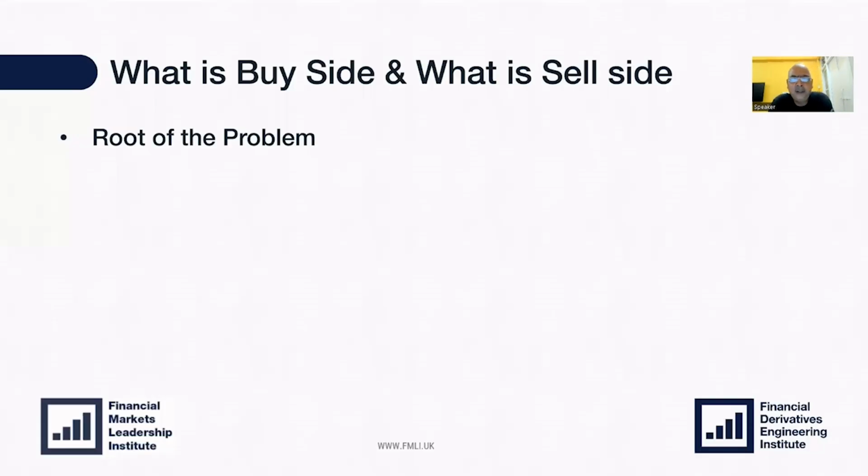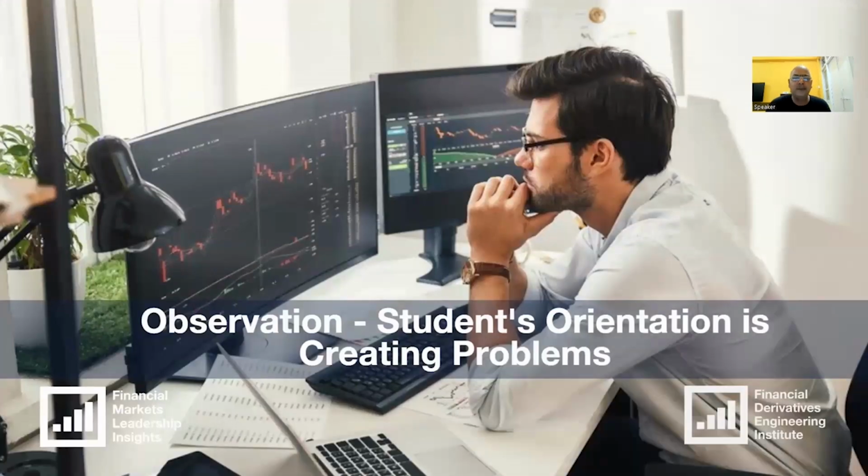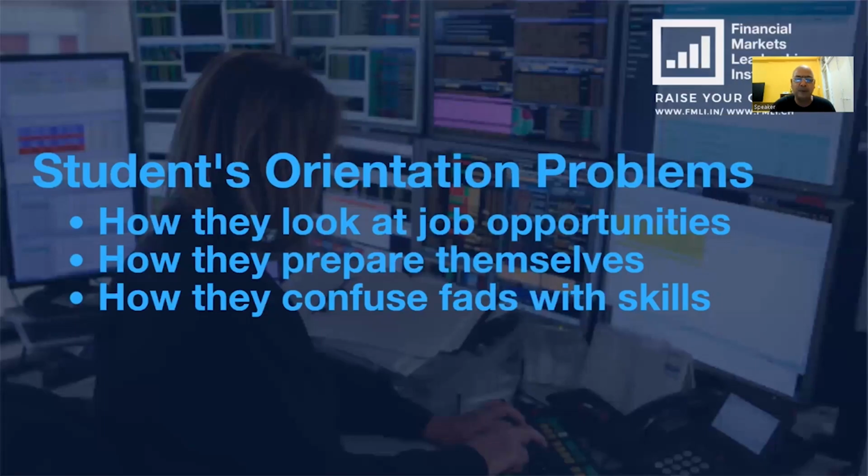I have interacted with thousands of students, and I have come to the conclusion that this poor definition or poor understanding of buy side and sell side is the root cause of the problem. Why students are suffering from employability issues. It's because of this that there is a serious orientation problem being created. So what is this orientation problem?